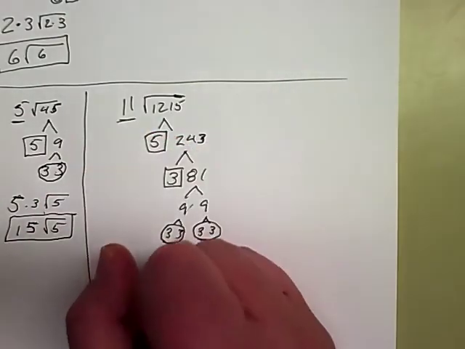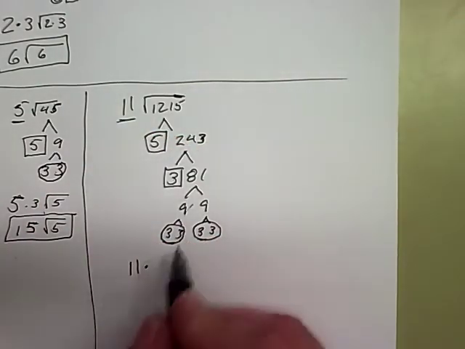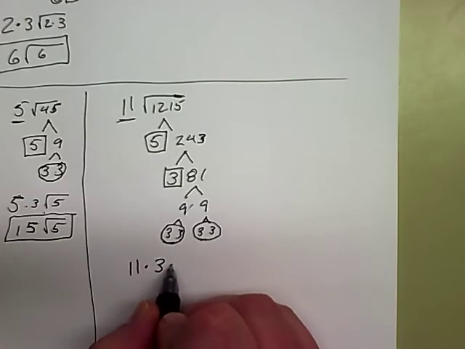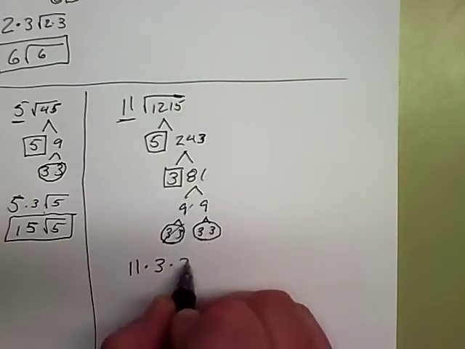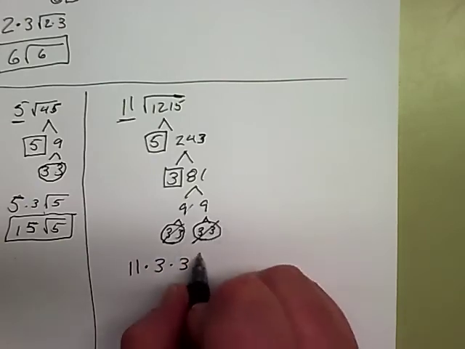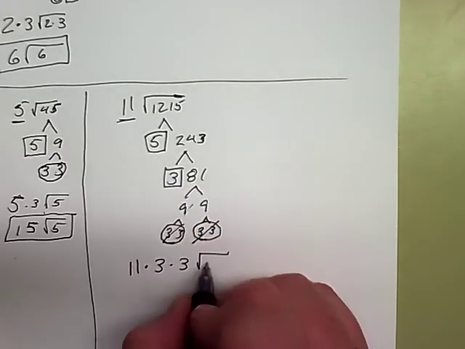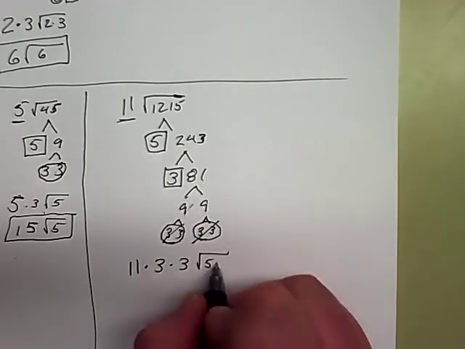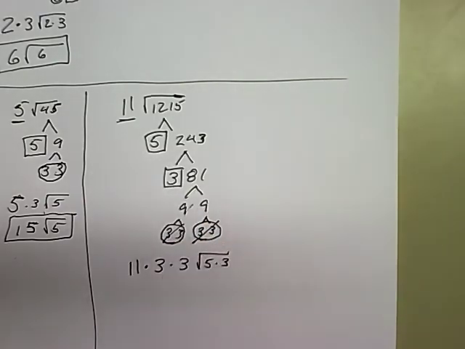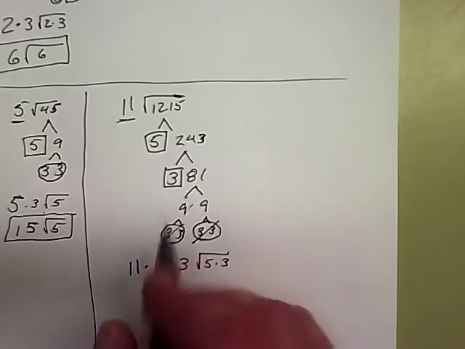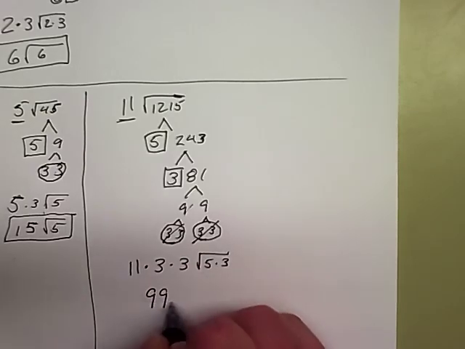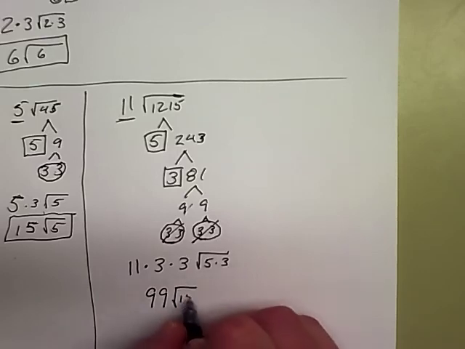Alright, so now, what comes out front and what stays underneath? Well, the 11's already out front, so I'm going to have him out front. Then we have that 3. And then we have that 3. And now what's going to go underneath? Well, I have the 5 here and that 3. Alright? And now I can plug it in my calculator. 11 times 3 times 3. Or 3 times 3 is 9. And 9 times 11 is 99. 5 times 3 is 15.